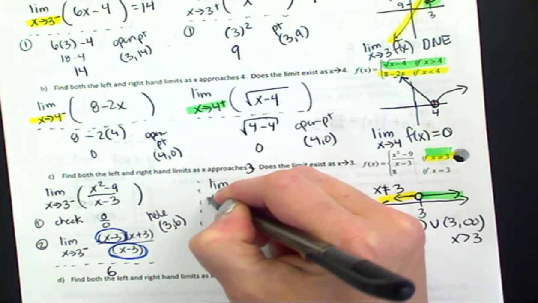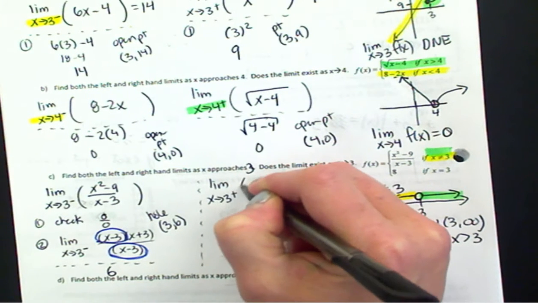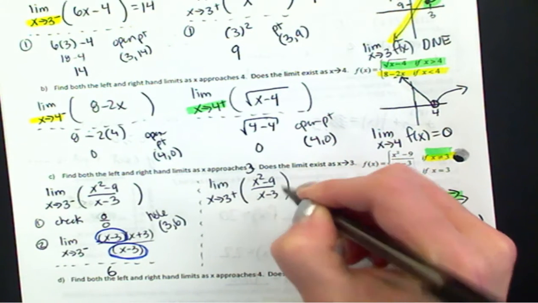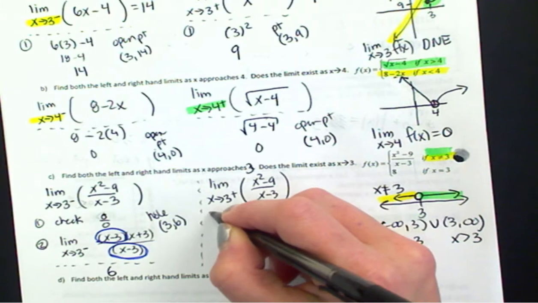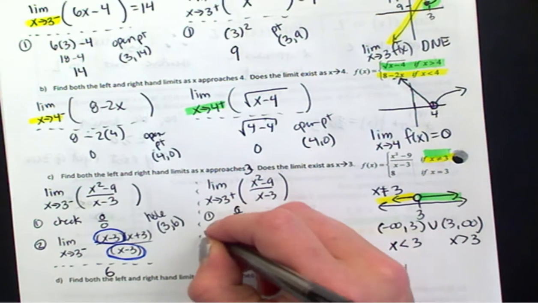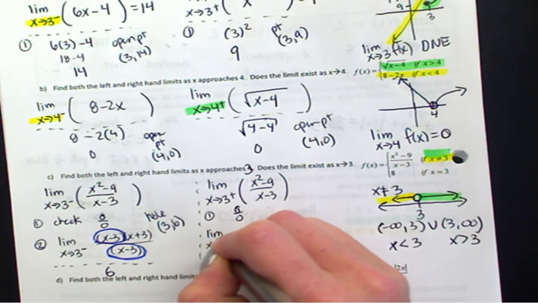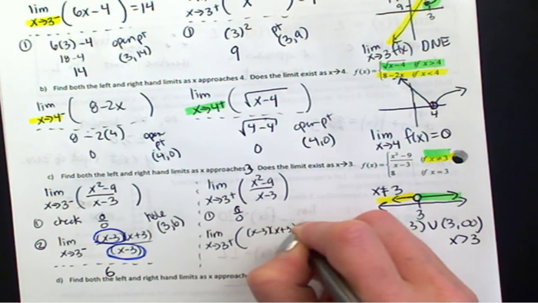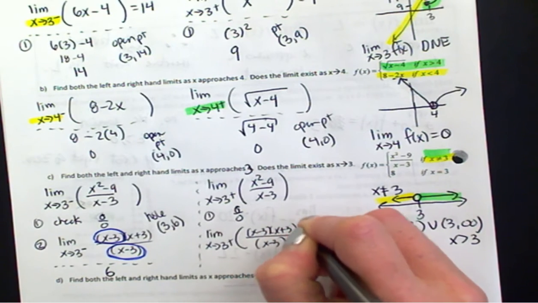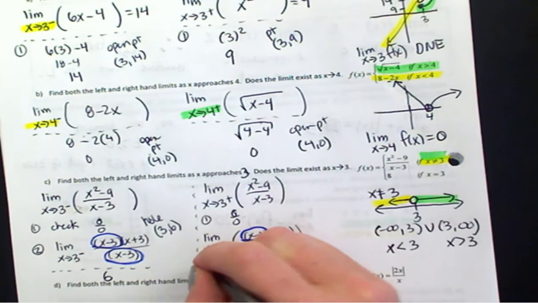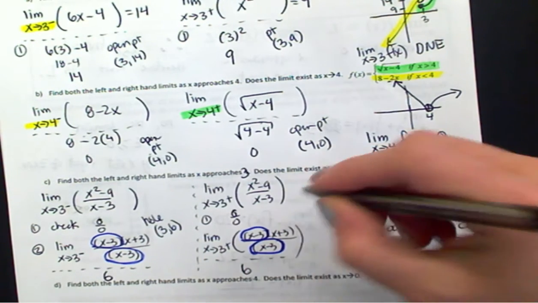Now, the limit as x approaches 3 from the right. Obviously, I still get 0 over 0 because I'm still just plugging in 3 to the exact same function. So I'm going to 3 from the right. Okay, so this reduces. I'm ready to plug in. I still get 6.